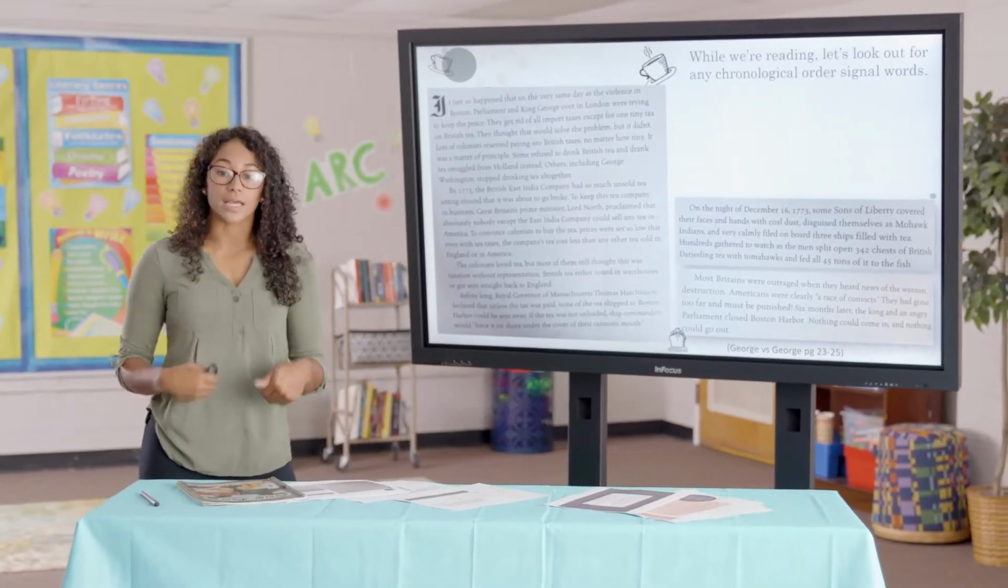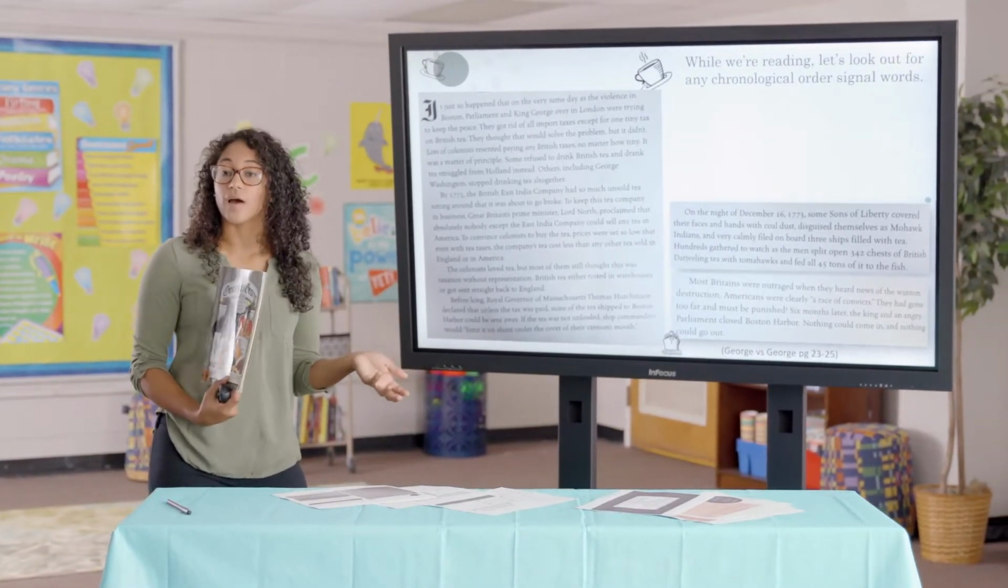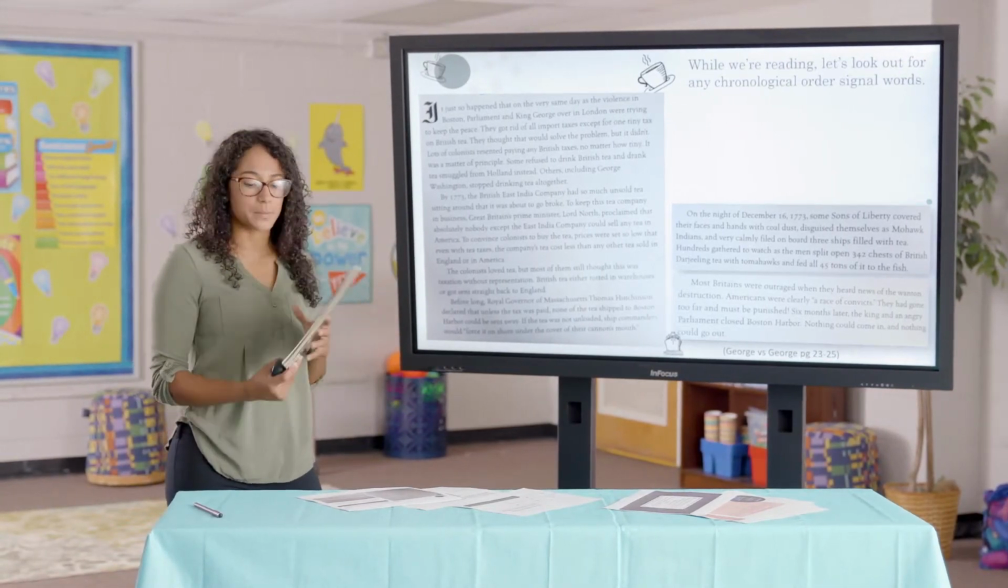So now we're going to look for some events that led up to the American Revolution, events that I can add into my timeline, and we're going to do that by looking for those signal words. So while I'm reading, if you have this book, George versus George, you can turn to page 23 and follow along, and if you don't have it, that's totally fine. You can just follow along on the screen.